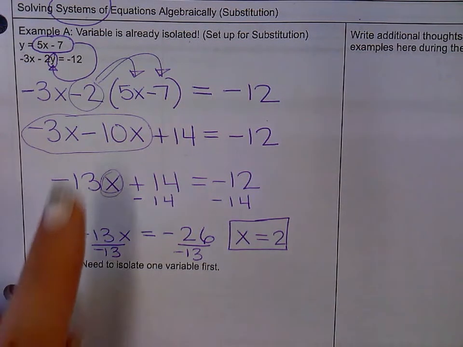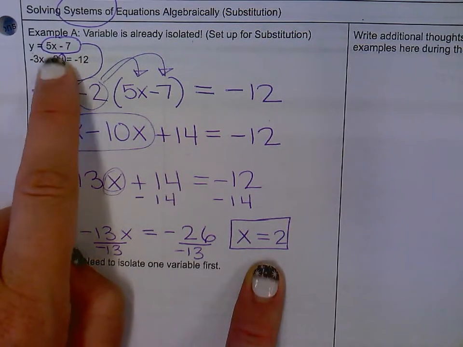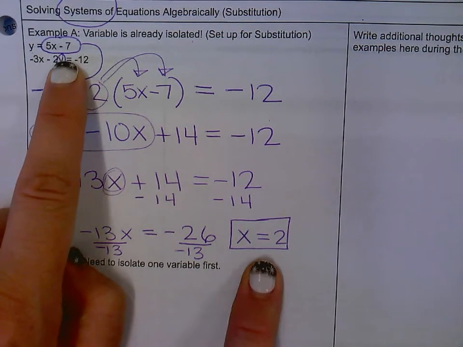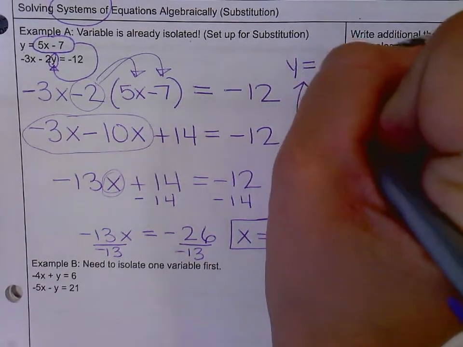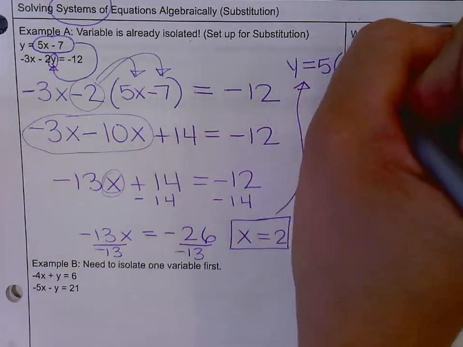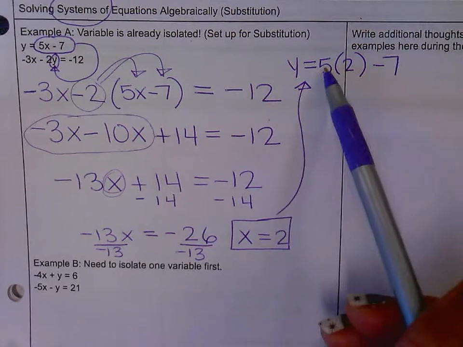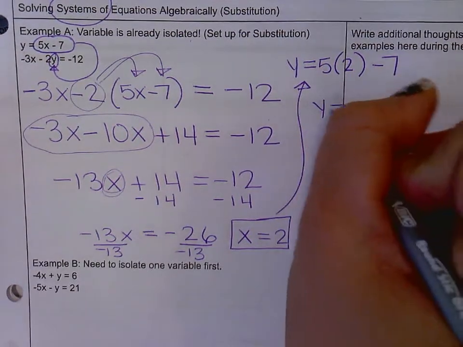Yep, so you can use either the top or the bottom equation. But if this one is already solved for y equals, the top equation is the one where you want to plug it in. So y has to equal, right? I'm going to plug it in: 5 times 2 minus 7. So once you've solved for the first variable, you are going to plug it in and solve for what y has to be. What is 5 times 2 minus 7? 3. So y is equal to 3.